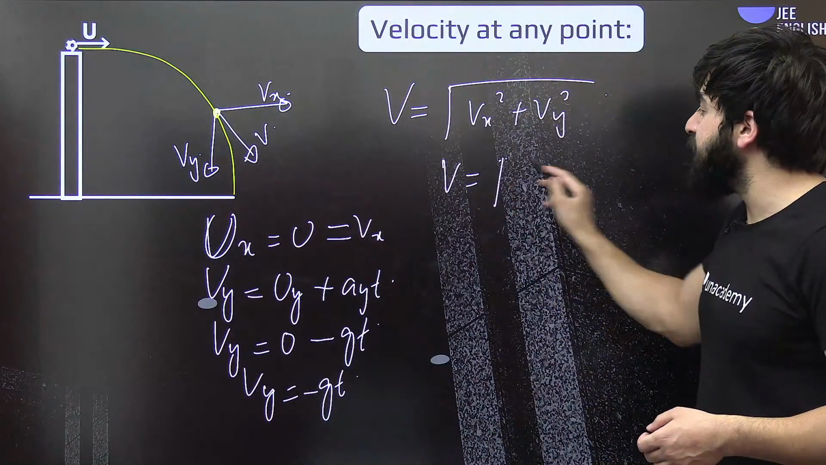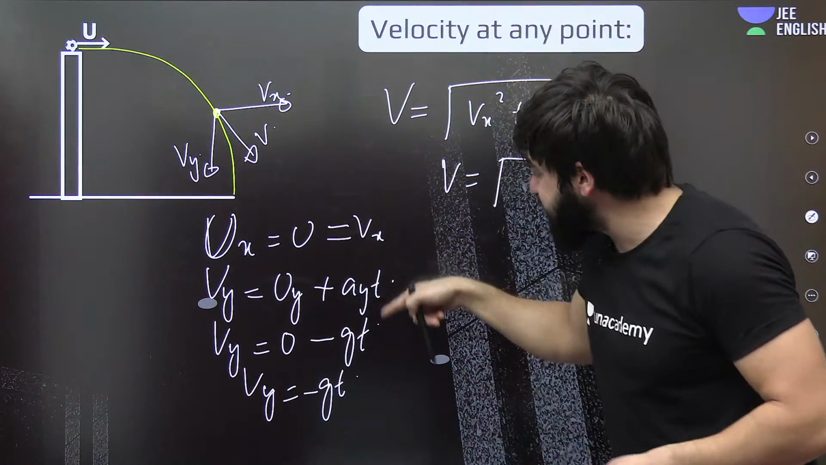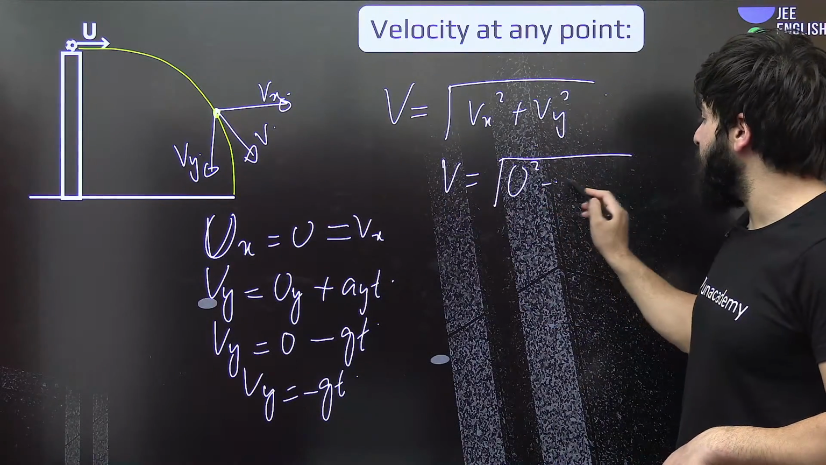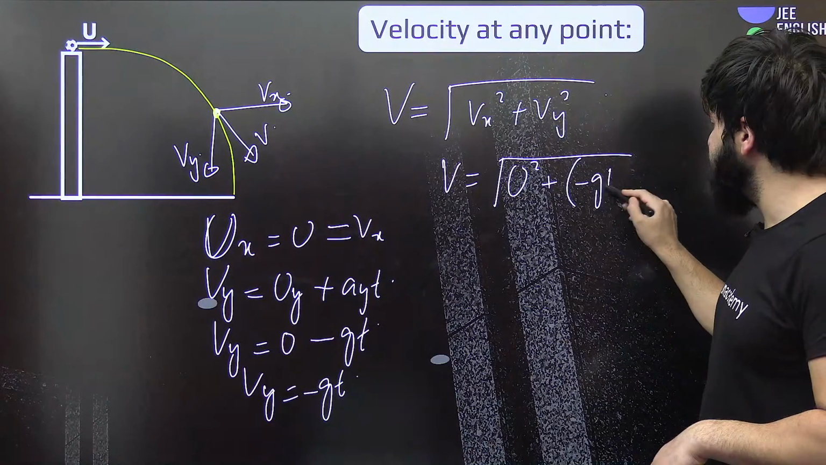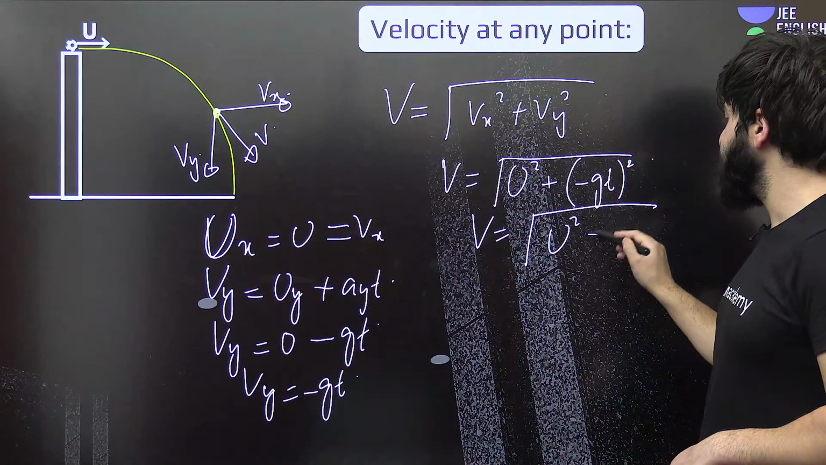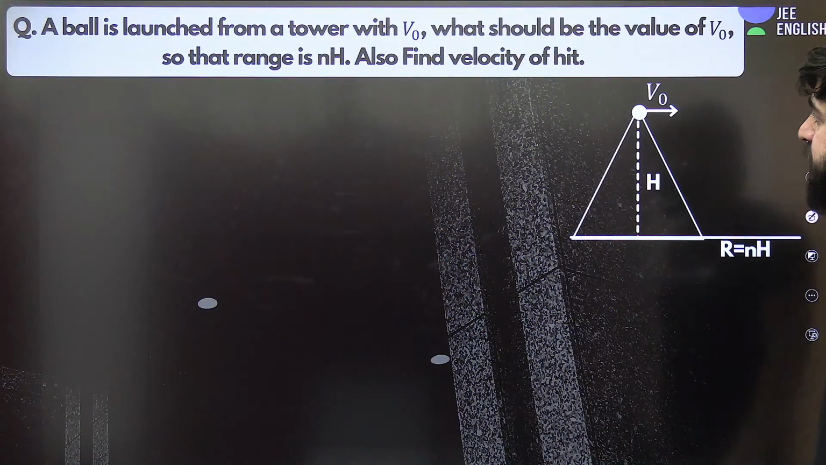So this v will be nothing but what? vx is nothing but u only. So v is the root of u square plus minus gt its square, that is, the root of u square plus g square t square. Now, let's move on to the next one.